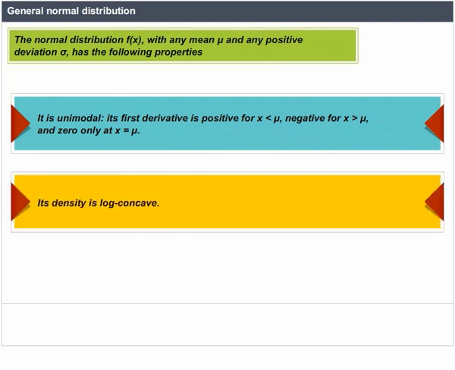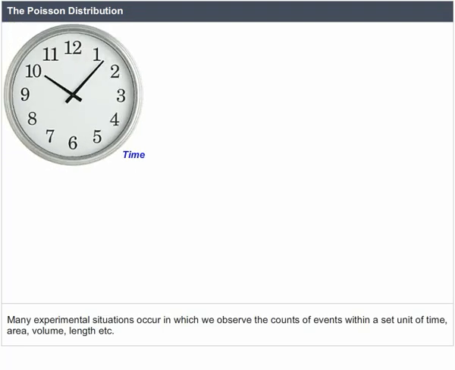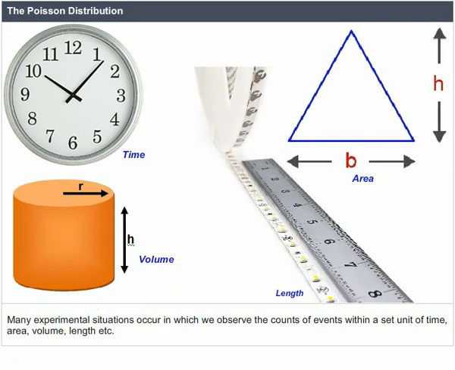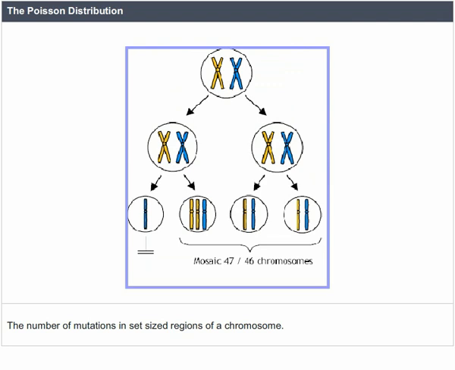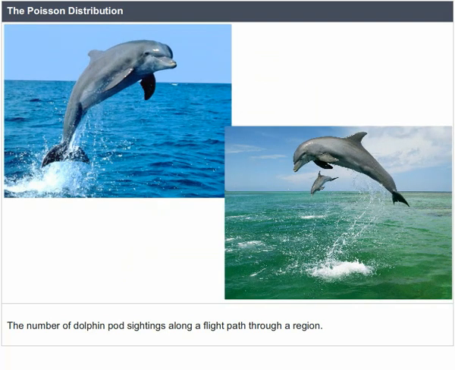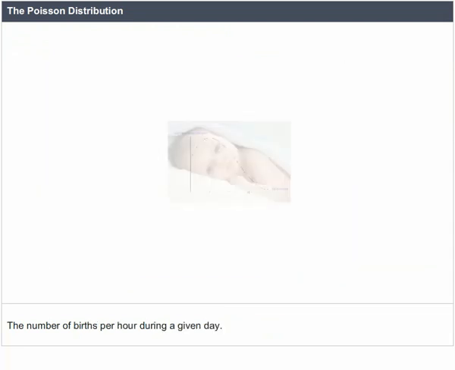The Poisson distribution. Many experimental situations occur in which we observe the counts of events within a set unit of time, area, volume, length, etc. The number of cases of a disease in different towns, the number of mutations in set-sized regions of a chromosome, the number of dolphin pod sightings along a flight path through a region, the number of particles emitted by a radioactive source in a given time, the number of births per hour during a given day.